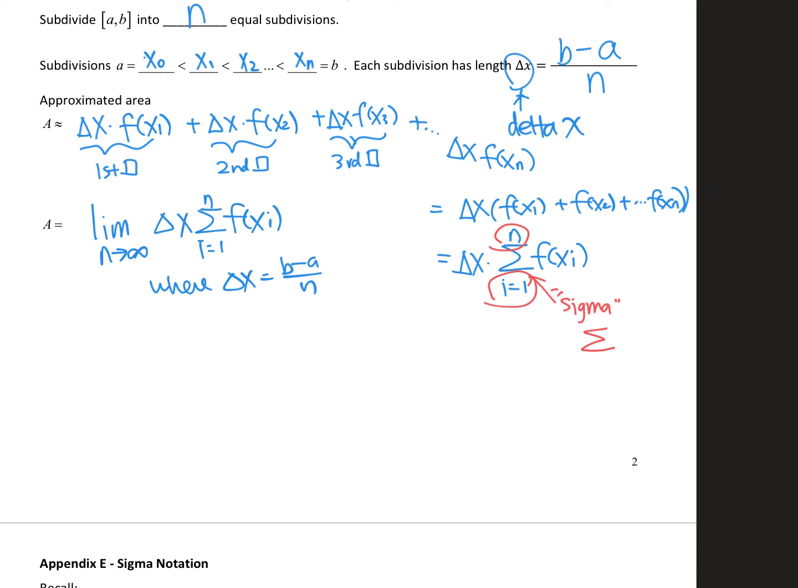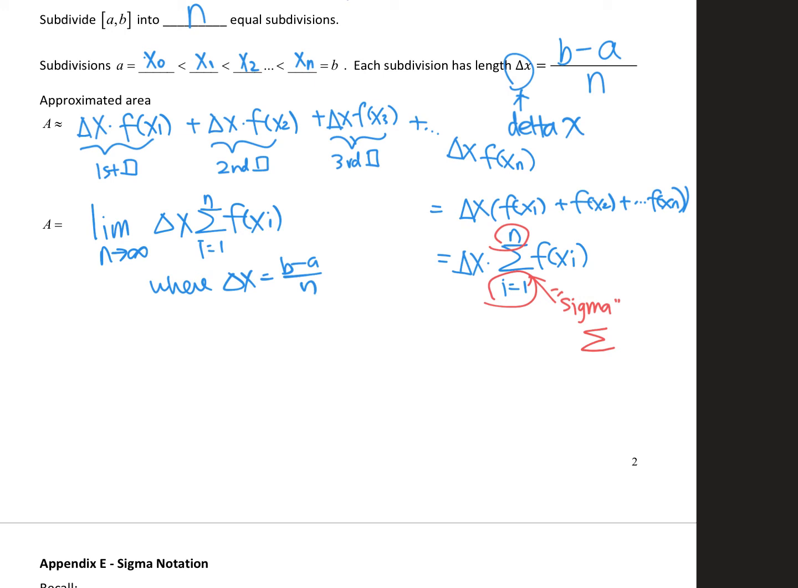So this will be a symbolic way of getting the exact answer. If I go from 1 to 100, that's still an approximation. But what if, theoretically, you let n be infinity? Then this will give you, theoretically, exactly the answer you're looking for in terms of the area.